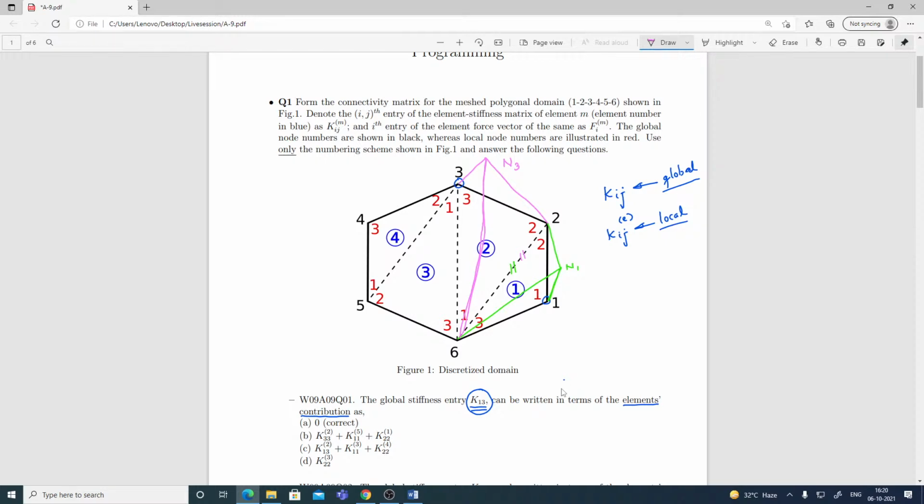So for K13, the functions N1 and N3 do not have any common non-zero element. They are not both non-zero in a given element. That's why this value K13 will be 0, because N1 is 0 in element 2 and N3 is 0 in element 1. So K13 will turn out to be 0.